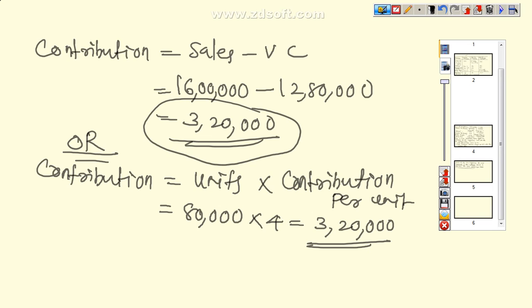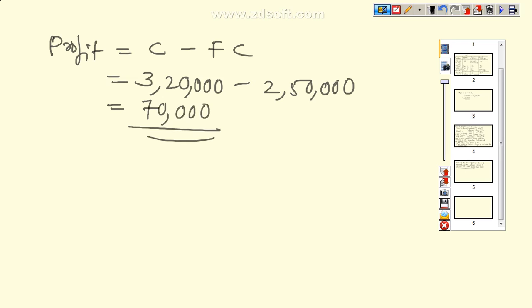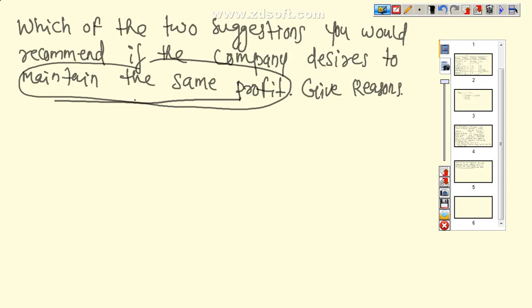So profit is equal to contribution minus fixed cost. Contribution already we have calculated 3,20,000 minus fixed cost already given in the question, that is 2,50,000. So we deduct 2,50,000, that is equal to 70,000. Now the question is, we have to maintain the same profit. Here maintain the same profit, here it is desired profit.